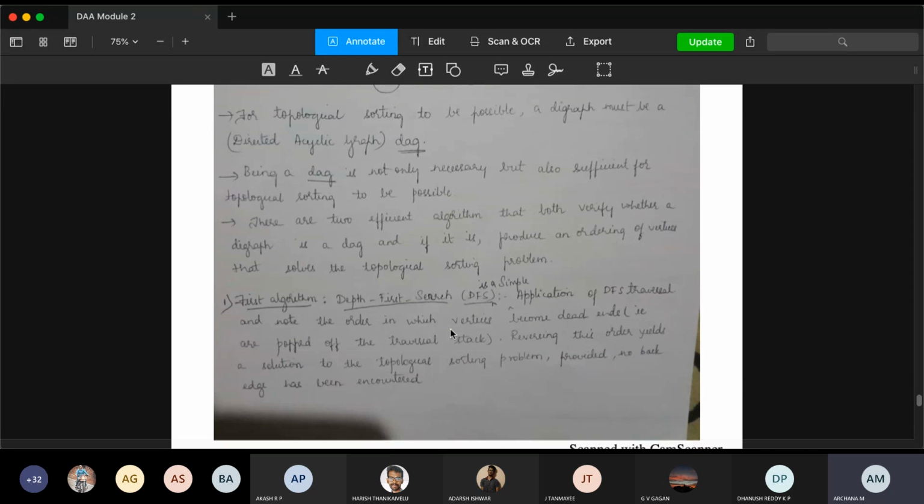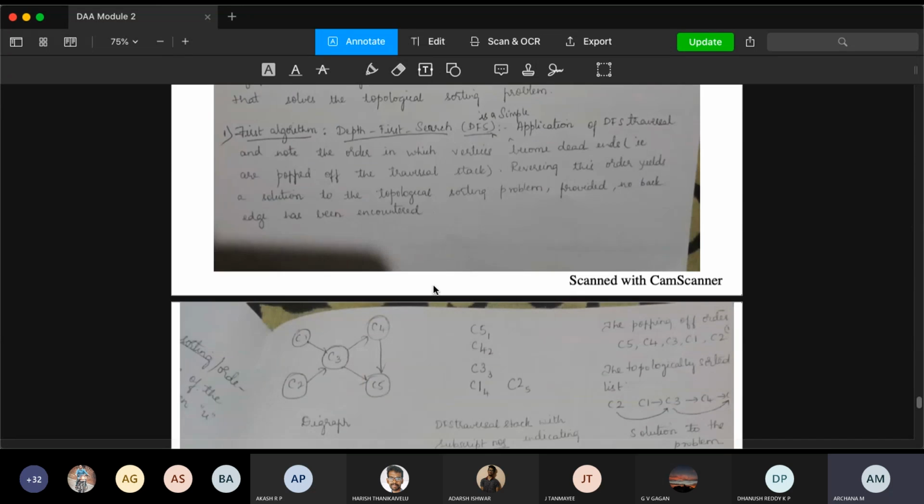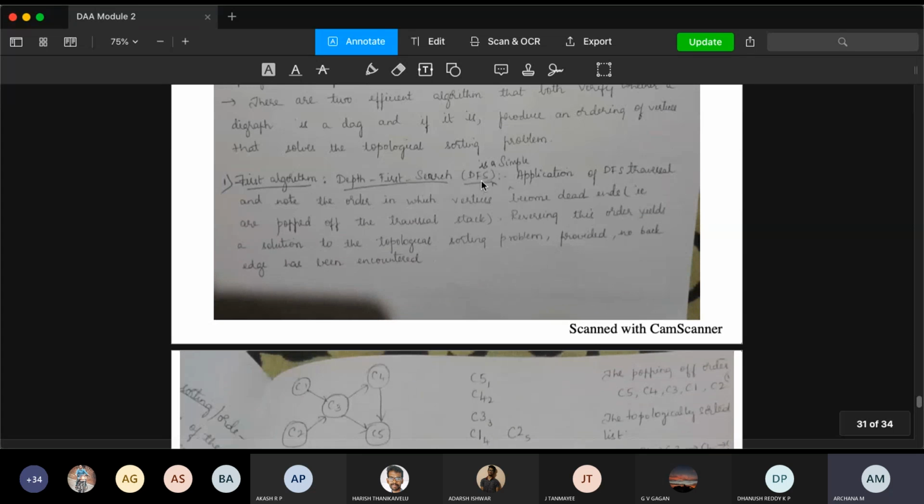To do this topological sorting, we will be using 2 different algorithms. One algorithm is depth first search. You people have already studied this in your data structures. We used stacks and did DFS, BFS. Do you remember in data structures? Same thing, but here it is a very simplified graph compared to that. No need to write that full big array. This is a simple thing, the same procedure we will follow.